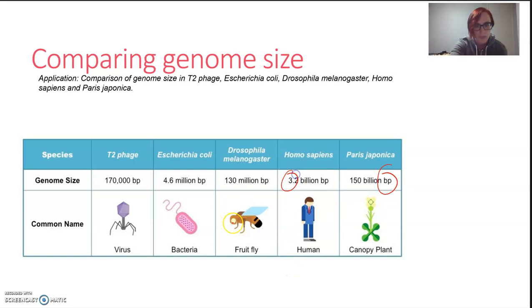Humans have approximately 3.2 billion base pairs, and we know we have 46 chromosomes in each cell, but these are all going to be very different across the different species, remembering that some chromosomes can be really, really small and you might have many of them. Some might be just a few long ones.